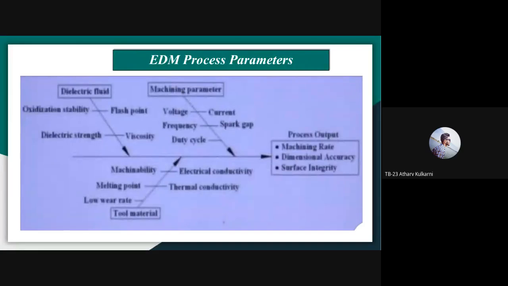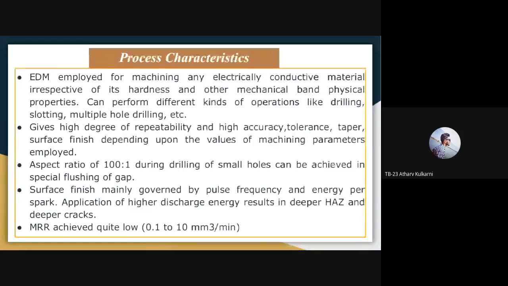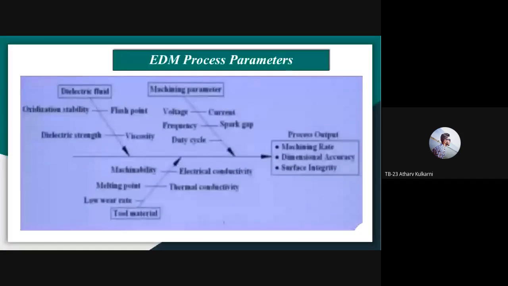So this is about the process parameters. Now we'll go for the next, that is the capability or process characteristics. Normally what happens, so just explain the process parameters, process capabilities, characteristics.